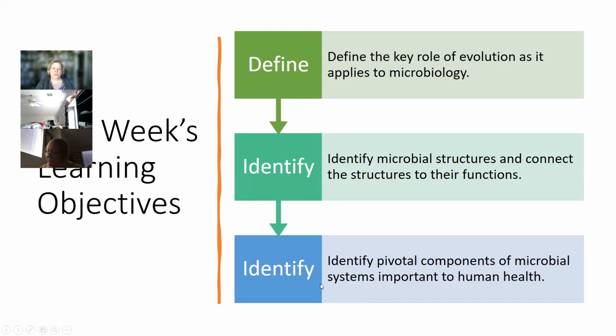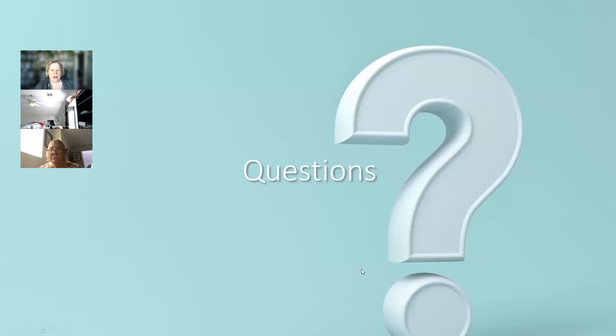Okay, so this week will help you achieve the following learning objectives. Define the key role of evolution as it applies to microbiology. Identify microbial structures and connect the structures to their functions. Identify pivotal components of microbial systems important to human health. Okay. All right, so any questions? Any questions you have from your reading?